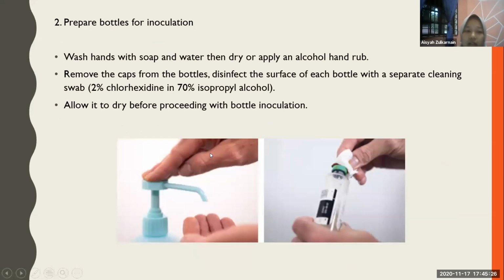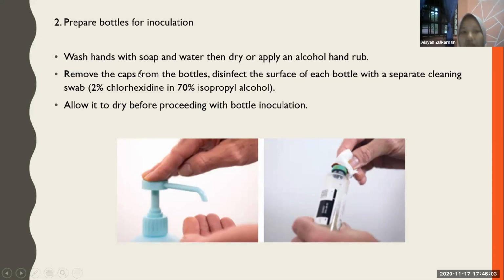Okay, and then for the preparation of the inoculation, first of all, we need to wash our hands either with soap and water, or with alcohol, and then we will remove the caps from the culture bottles, and then disinfect the surface of the bottles with a separate cleaning swab, and we let it dry first before we proceed with the bottle inoculation.